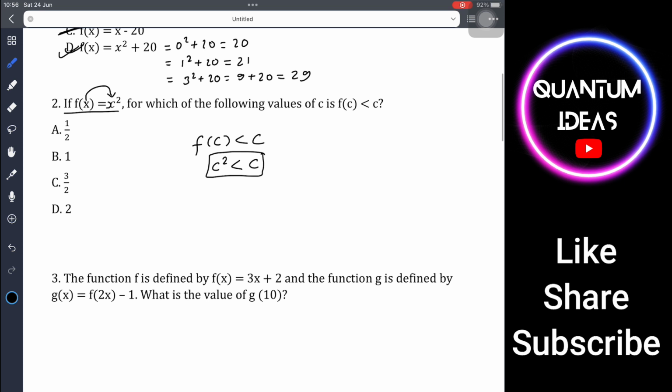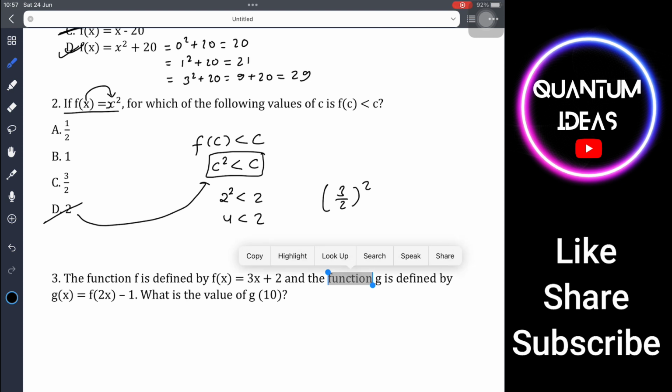So you can plug in and check. Let's say I use 2. If I plug c as 2, 2 squared is less than 2? 4 is less than 2? No. If you check 3 over 2, is 3 over 2 squared less than 3 over 2?